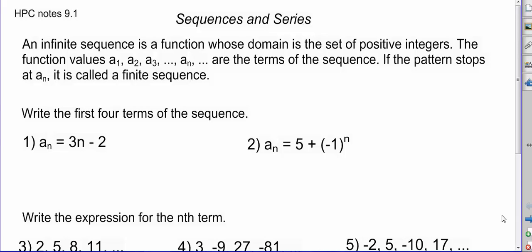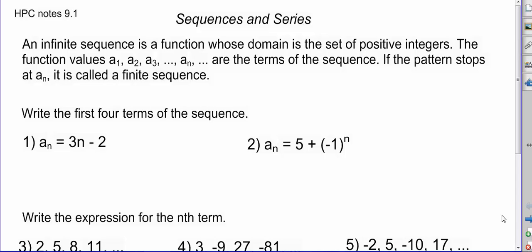Pre-calculus students, these are your 9.1 notes, sequences and series, a new chapter, a new topic, a really interesting and different one. It's a fresh start for all of you, something brand new in many cases. So let's take a look at it. First of all, some definitions.